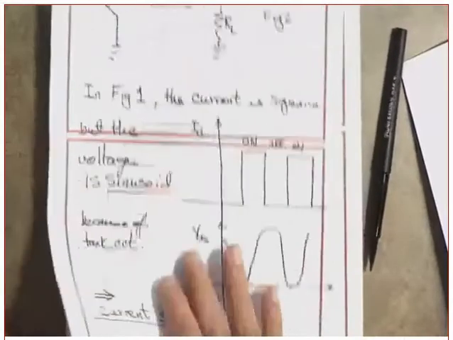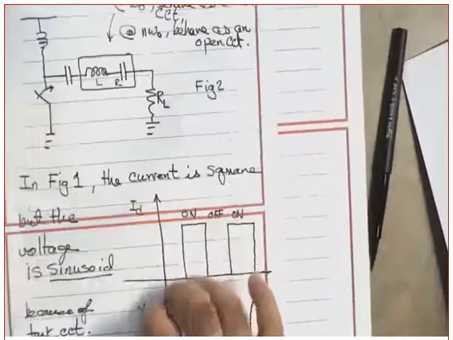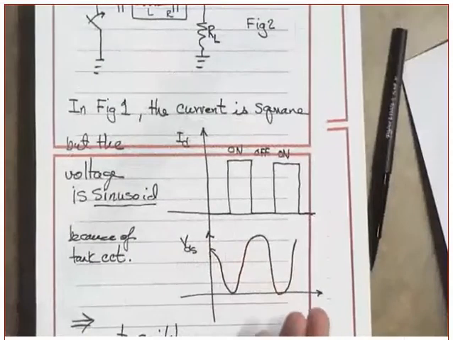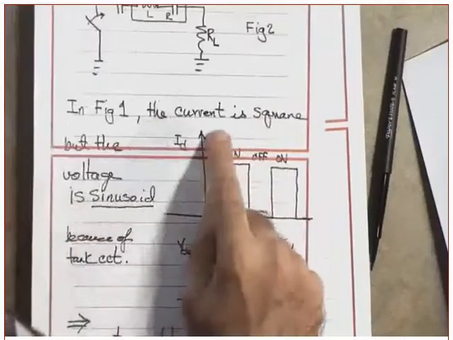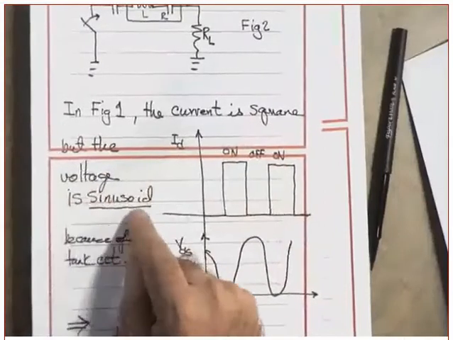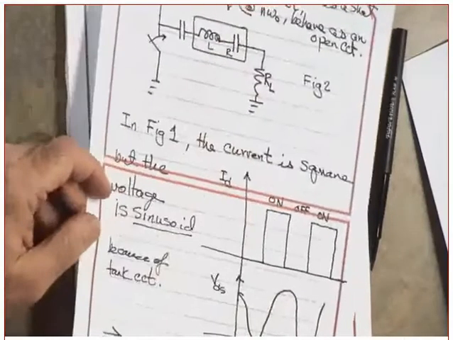One more time, for this one, where is it? Where did I write it? Here, in figure one, the current is square, but the voltage is sinusoid. How about this one? Figure two.